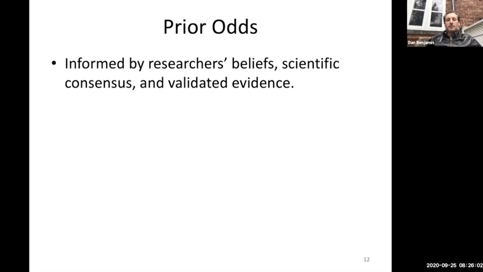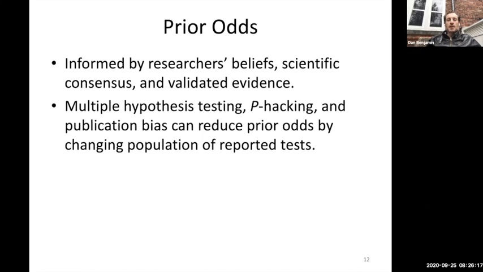So there are lots of things that can go into prior odds. The scientific consensus before you do an experiment, or other evidence that's closely related, could go into prior odds. A lot of the bad research practices that I think you've already talked about, like p-hacking and multiple hypothesis testing, one way to think about them is that they essentially reduce the prior odds by changing the population of tests that are being reported.